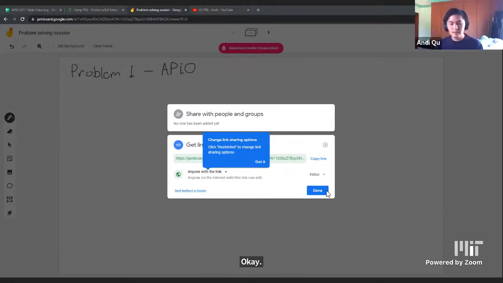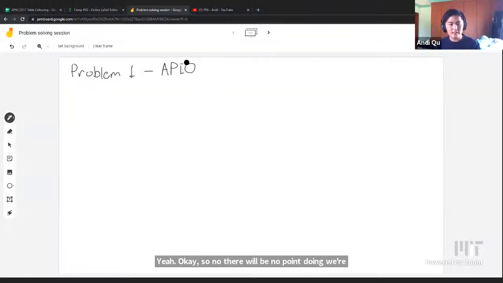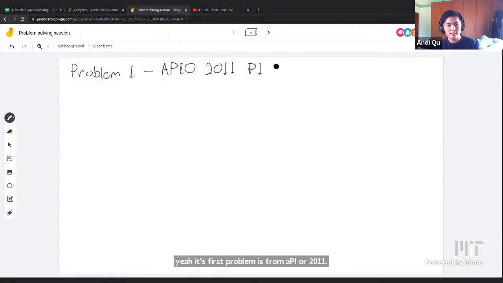So there will be no coding. We're just going to get the idea for the problems, because coding it's not that hard really. So the first problem is from APIO 2011, problem 1. It's called table coloring.